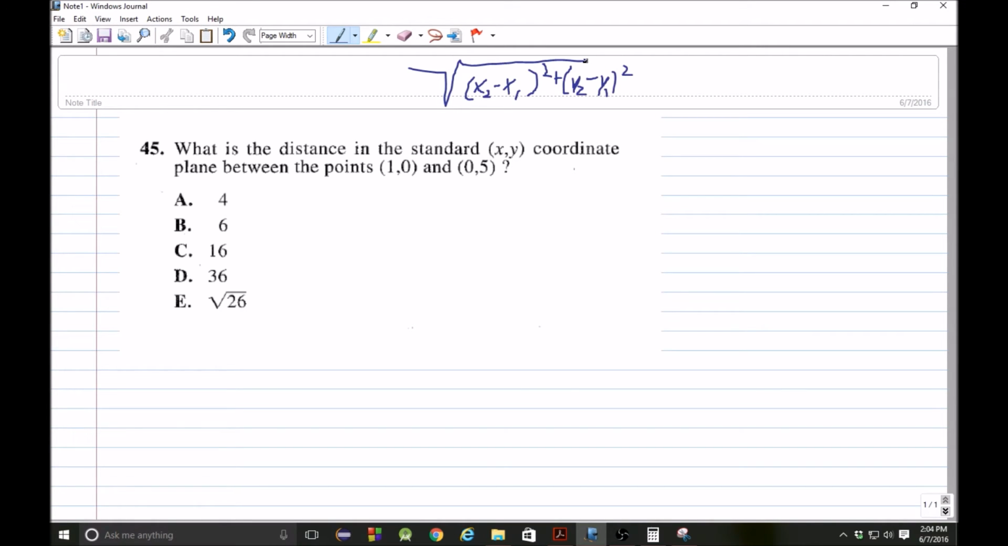So these are essentially two points. We can call (1, 0) x sub 1, y sub 1, and (0, 5) x sub 2, y sub 2.